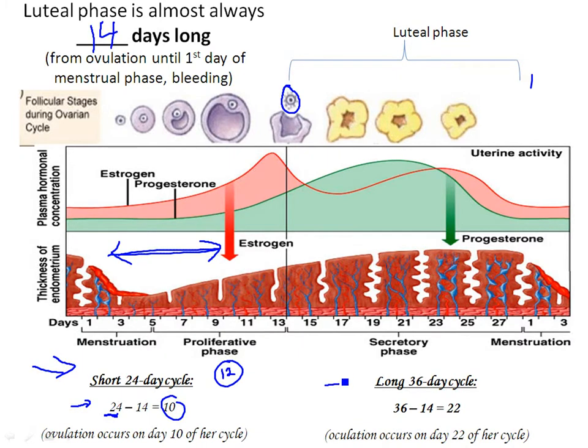Here's a long cycle, 36 days. Instead, if you do look at it halfway, you might be tempted to say she's going to ovulate on day 18. But the truth is, the only thing we know consistently is that 14 days before her next first day, she ovulates. So if you look at her first day, she starts her flow. 14 days later, she's most likely to ovulate.